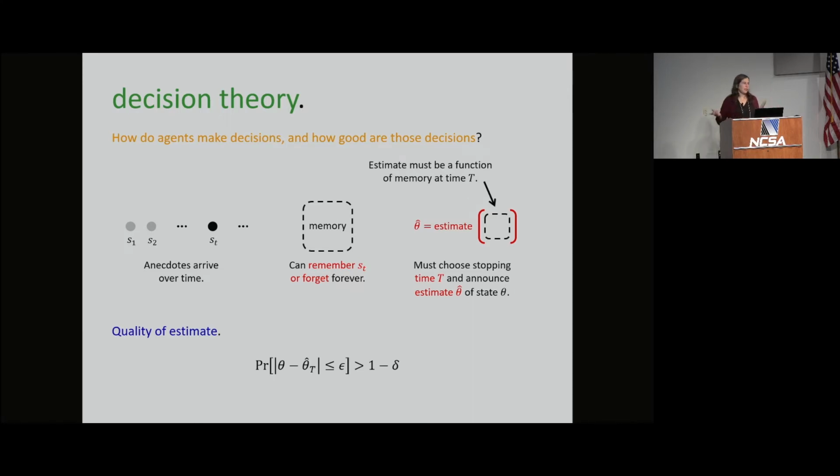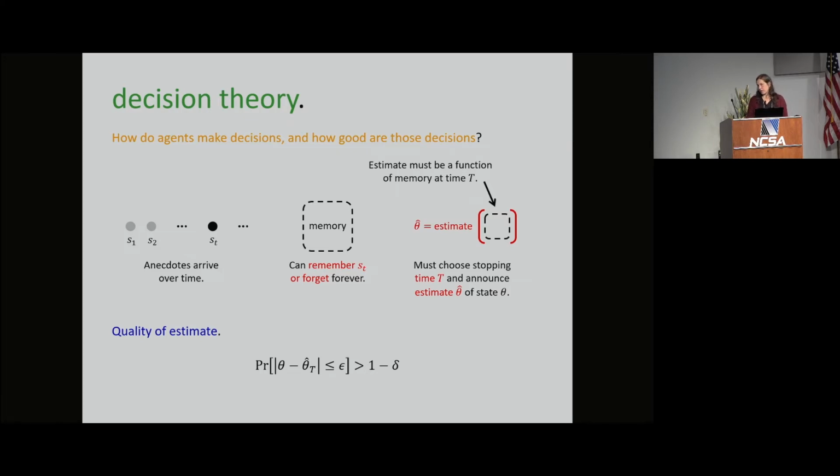So what I want to understand is how good of an estimate can an agent generate? And I'm going to judge this based on how close the agent can guarantee they are to the true state at time T. So the agent wants to pick a time T that's as small as possible, that satisfies that it's with high confidence, high accuracy, right? So with probability at least 1 minus delta, the agent wants to pick a capital T such that the guess is within epsilon of the true state.